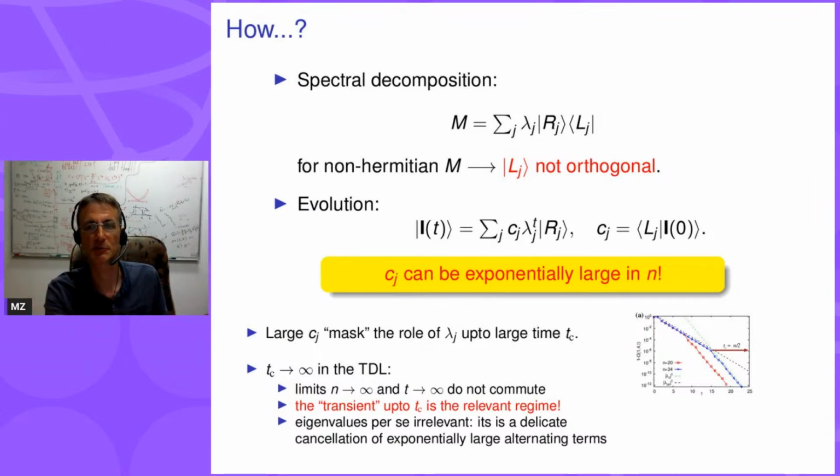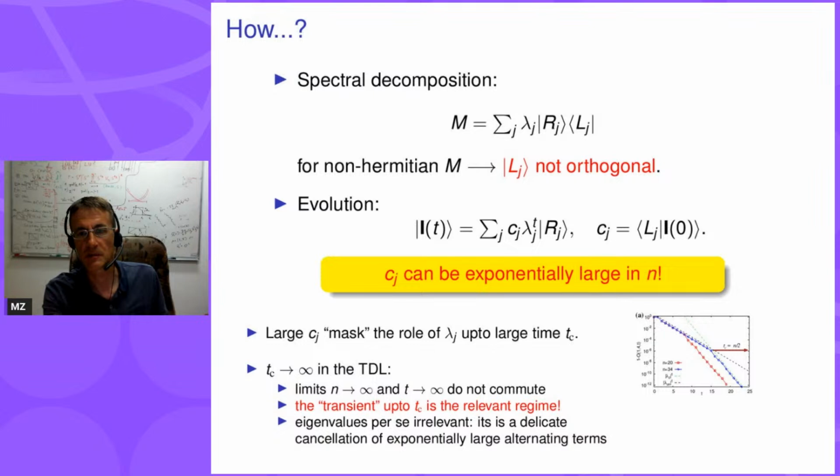So the inner product between Rj and Lk is delta Jk. So 1 if you have the same index, but the Ls are not orthogonal, nor are the right eigenvectors. So what does that mean then? Okay, let's now evolve with this M some initial vector, I at time 0.